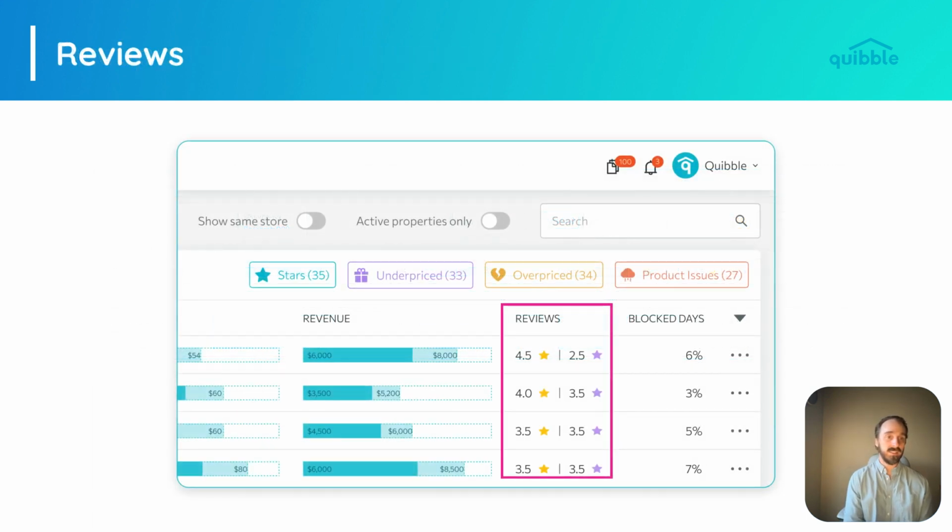Reviews. This is the aggregate review score of the listing on the left compared to the aggregate of the market on the right. This is another great troubleshooting metric when investigating underperforming properties.